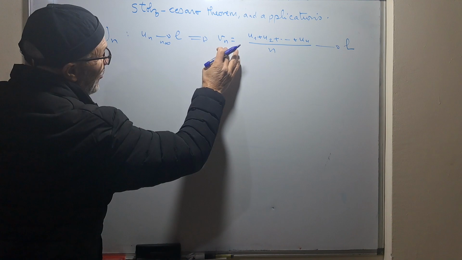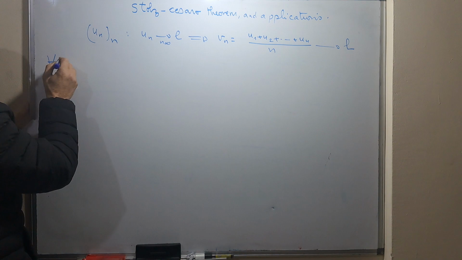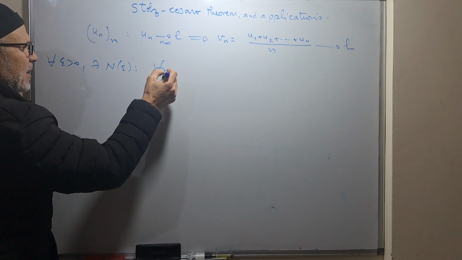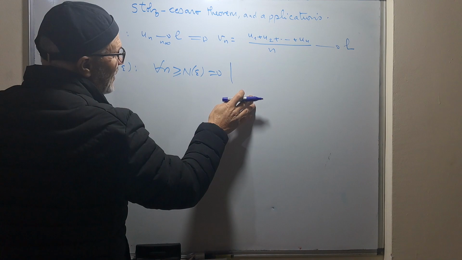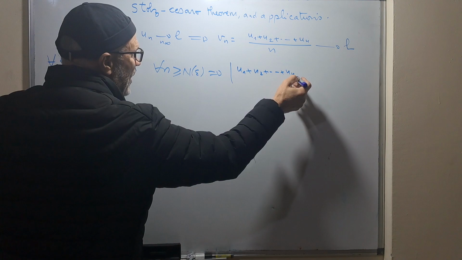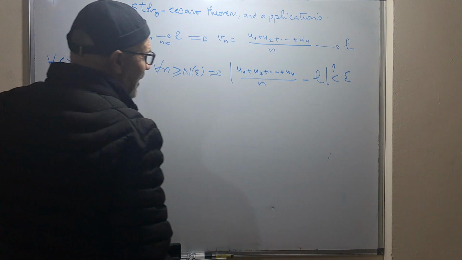So we need to find a rank such that, starting from this rank, we prove that the absolute value of vn minus l is less than epsilon. This means we need to prove that u1 plus u2 plus ... plus un divided by n, minus l, is less than epsilon.